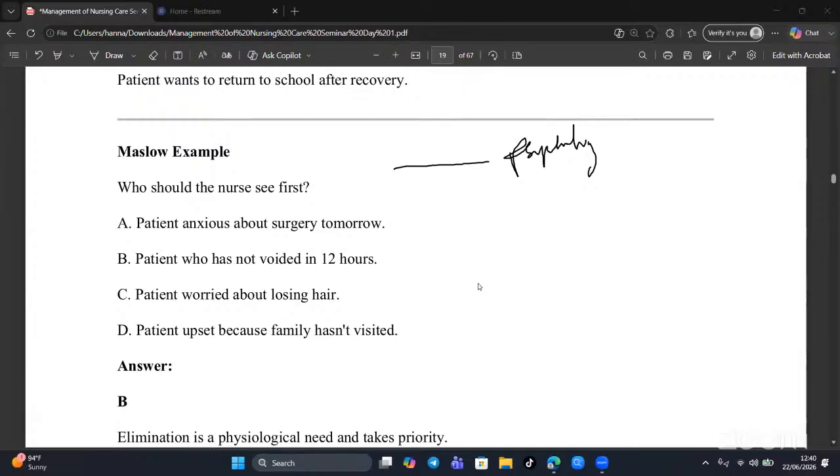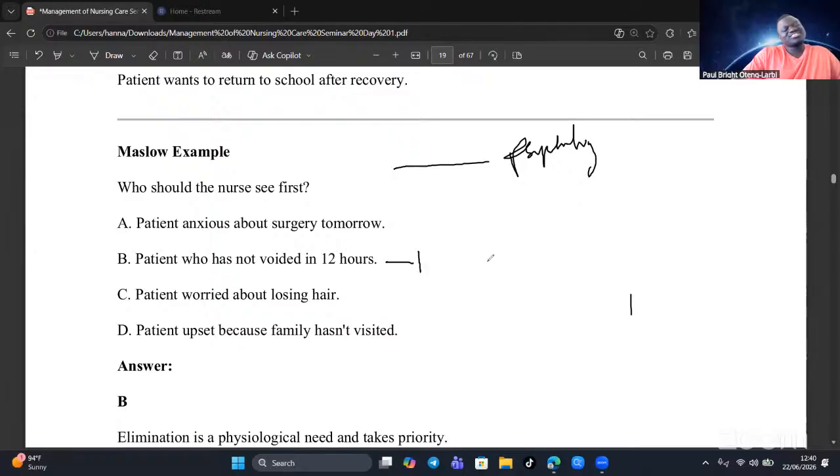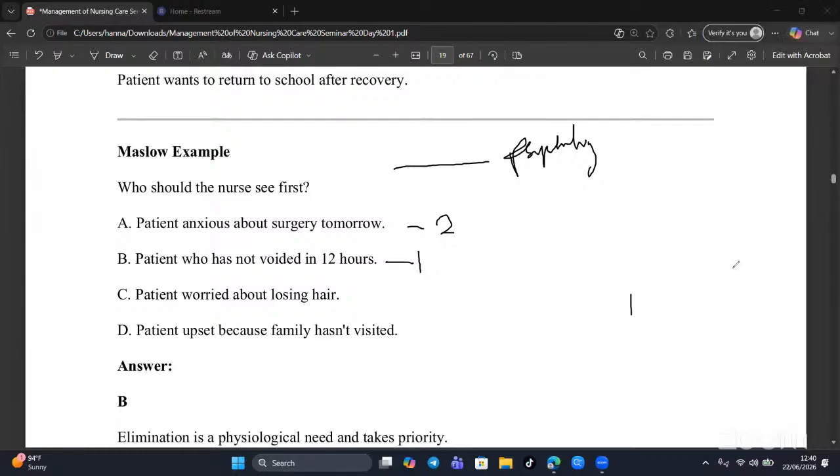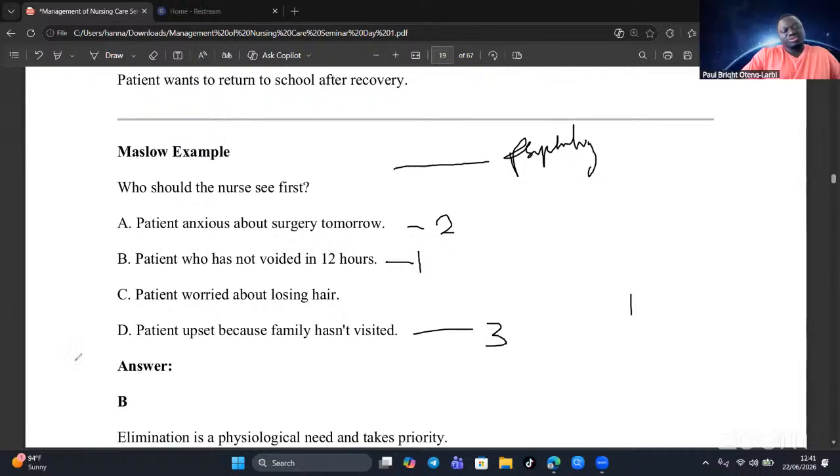Love and belonging. Okay, so if I tell you to rate, how will you rate it? This one will be number 1. B. Yes. Which one will be number 2? A, because it's a safety problem. Which one will be number 3? D. Yes, love and belongingness. And which one will be number 4?